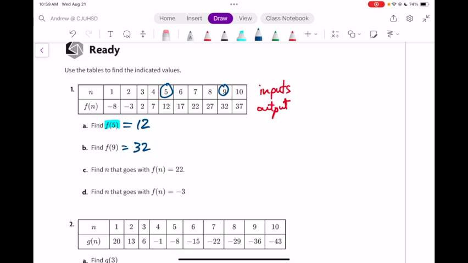But part C reverses the idea. For part C, we don't know what the input was, but we know that the output is 22. So we find the output of 22, and the input was n is 7. Part D, the output is -3. That's here. So the input was 2.